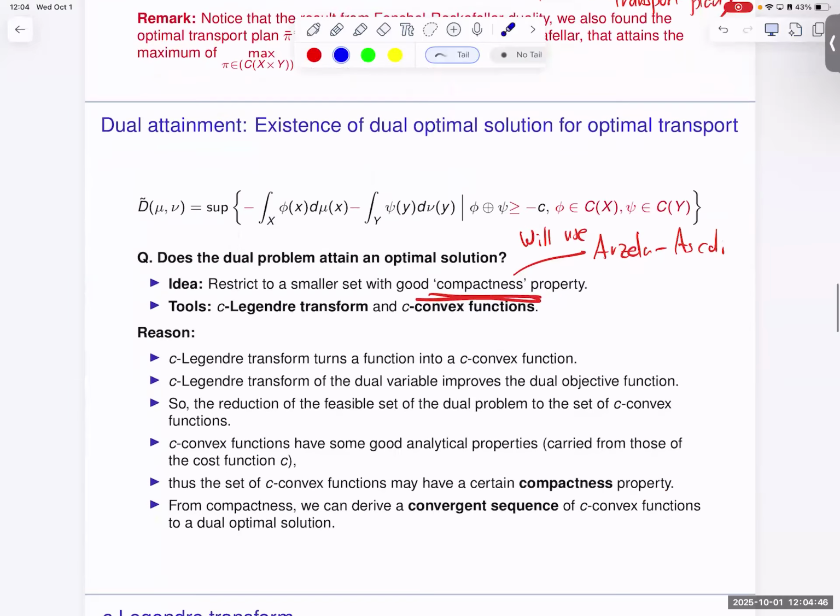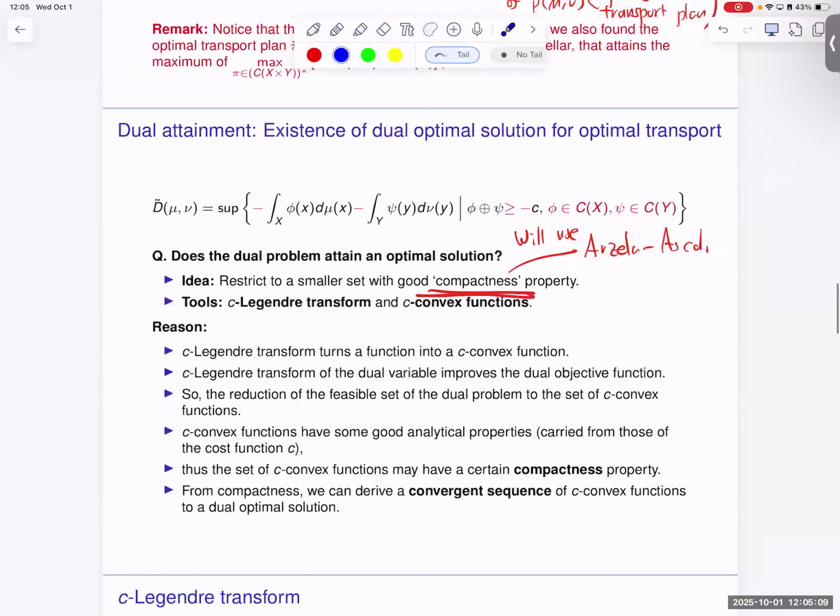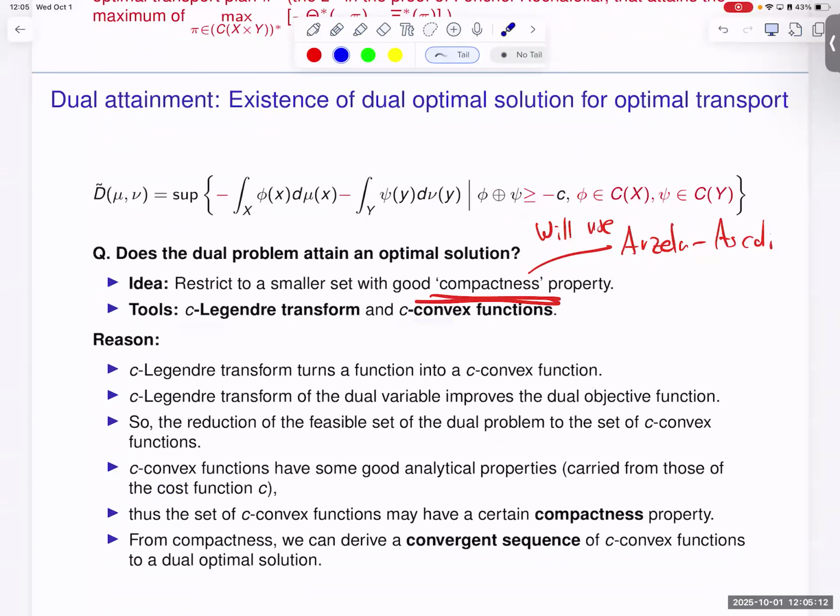Okay, so you can just read this. The point is that the C-Legendre transform will turn these functions into the functions we want, satisfying boundedness and equicontinuity, especially equicontinuity. And C-convex functions are just the result of the C-Legendre transform. So, terminology: why C-Legendre transform and C-convex functions? They are just a generalization of the Legendre transform and convex functions. You will see in a moment.